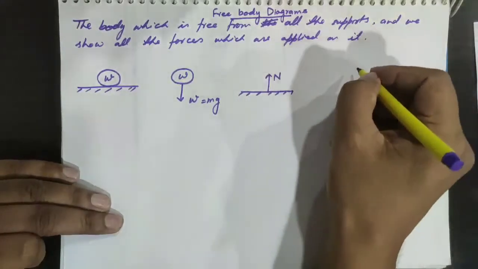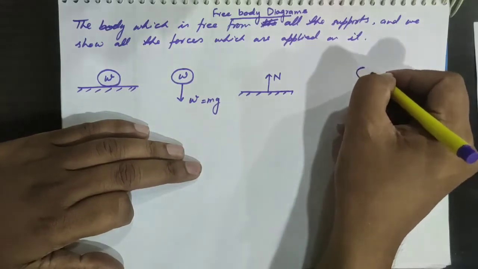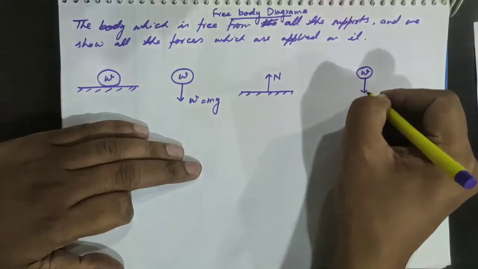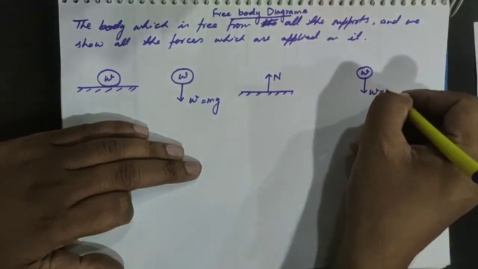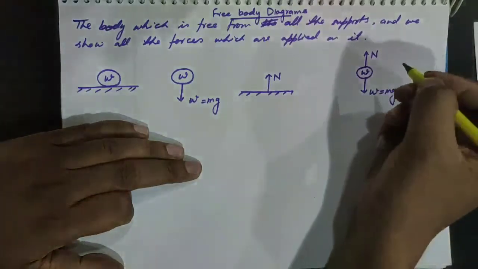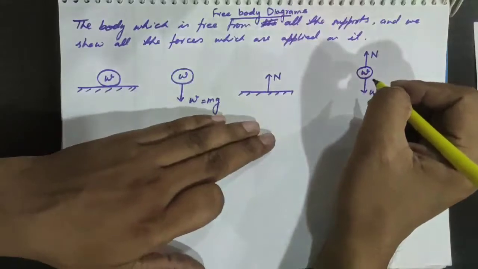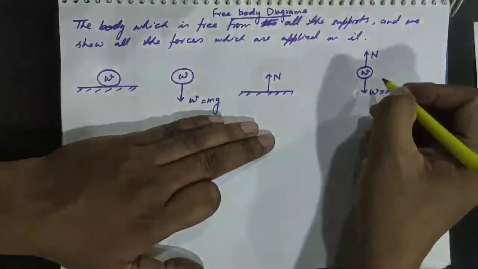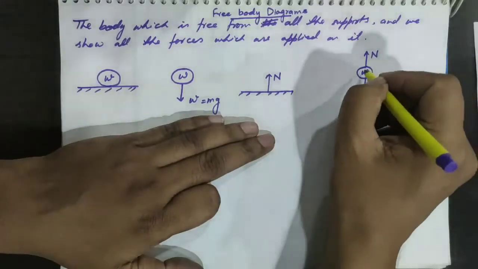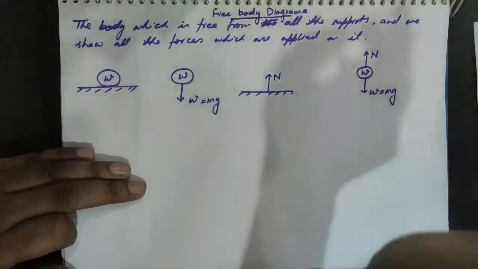So while making the free body diagram of that body, we can make the diagram like this. This is the body of weight w, where w is equal to mg, downward, and the normal reaction force is in the upward direction. Then the body is free from the support, and we are showing all the forces which are acting on that body, like gravitational force downward and normal reaction force upward. And then we can solve.